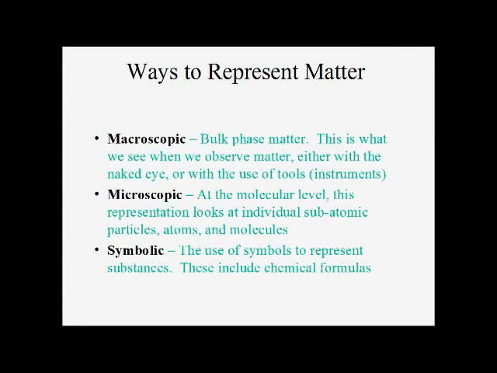We can represent matter in a couple ways. We're going to be, of course, working with macroscopic matter. That's what we see. But we're also going to be describing in terms of microscopic properties, what the atoms, molecules are doing. Plus, we're going to represent it symbolically with chemical formulas, describing what that matter actually is chemically.